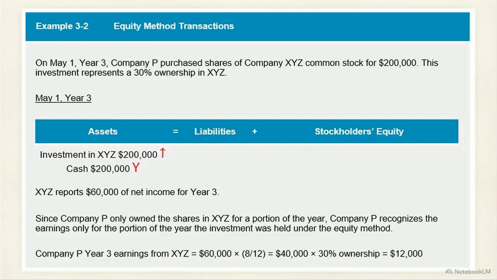As shown here, Company P acquired 30% of XYZ on May 1st. Because they only held the investment for 8 months of year 3, they recognize a proportional share of earnings, $12,000, to increase the investment account.